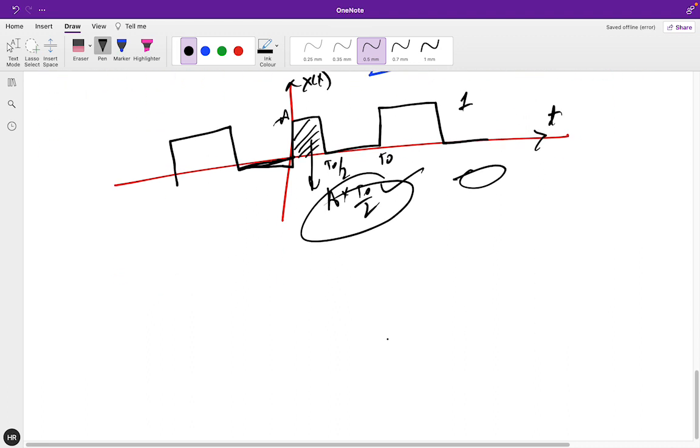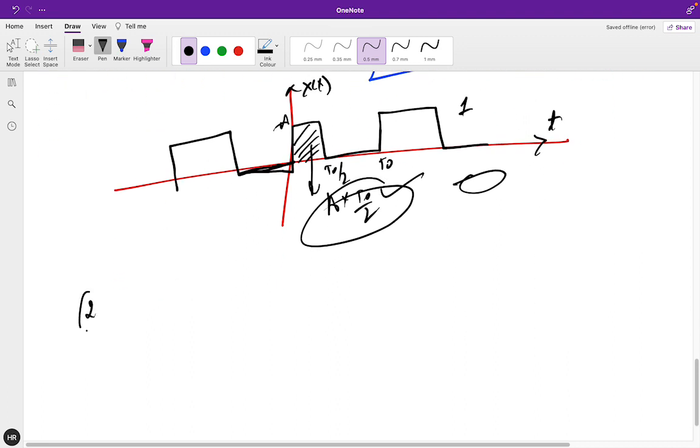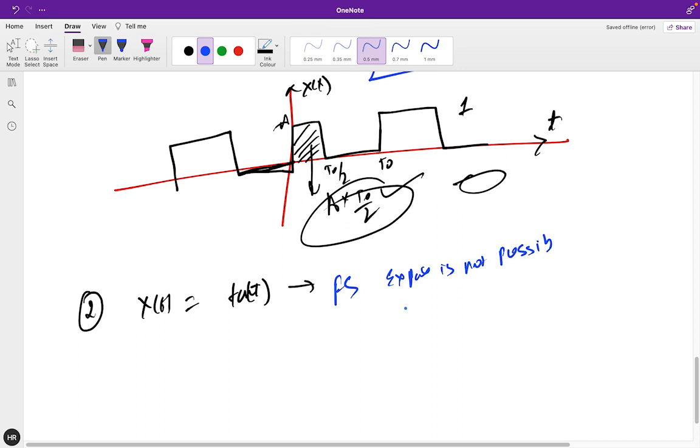So this kind of condition is applied here. But if I give you a signal like example 2, where x of t is equal to tan t, then Fourier series expansion is not possible. Why so? The third condition will not be satisfied, because this particular tan t is a periodic signal, but you will not get a finite magnitude. Okay, that's why.